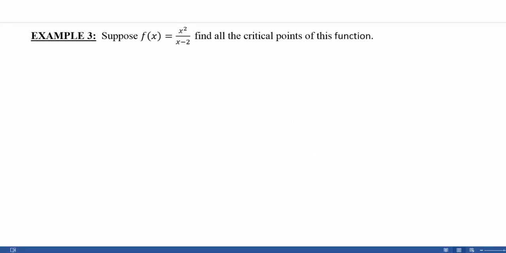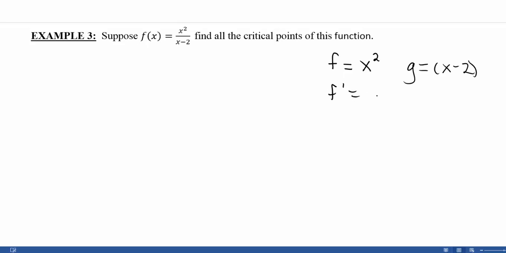Example 3. Suppose f of x equals x squared divided by x minus 2. Find all the critical points of this function. So I notice here that I have one function over another function. So in order to find the first derivative here, I'm going to have to use a quotient rule. So as a reminder, when we use the quotient rule, your top function we always call f. So that's my x squared. And the bottom function is always my g, which is x minus 2.